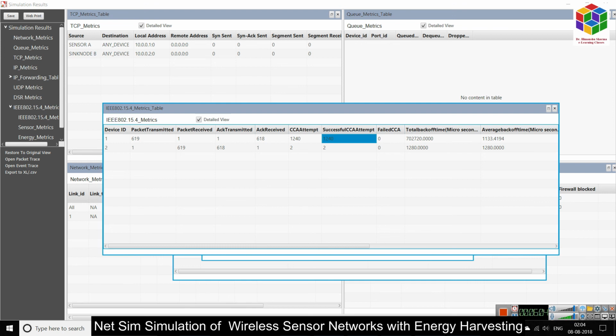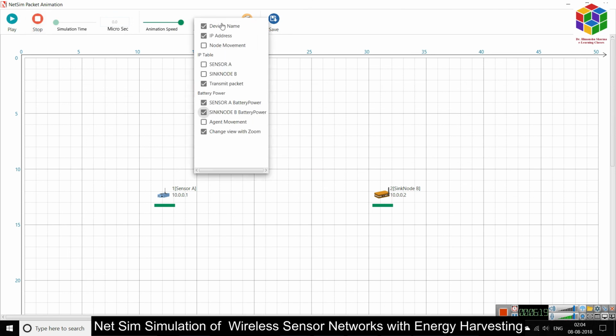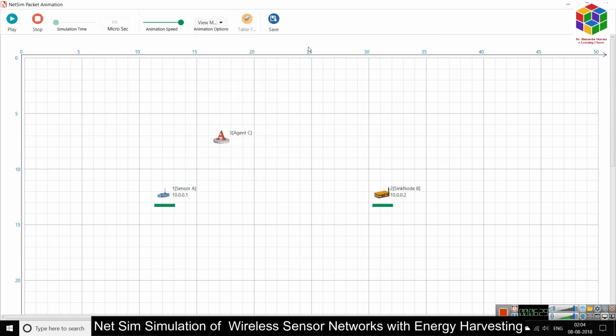So this is the simulation for energy harvesting wireless sensor networks. We can see the plot also. There is one plot, throughput plot. If we have enabled it during the simulation, throughput plot is not there. No problem. So this is the simulation for solar energy harvesting wireless sensor networks. Thank you.